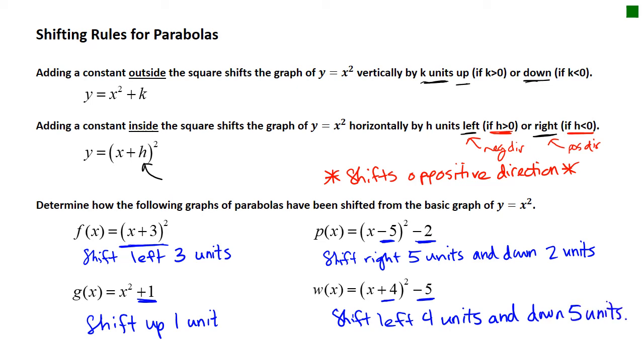So these are shifting rules for parabolas. You're going to see these again in Math 111. In fact, we will in Math 111 look at this in general for how this works for not just parabolas, but for other types of graphs.